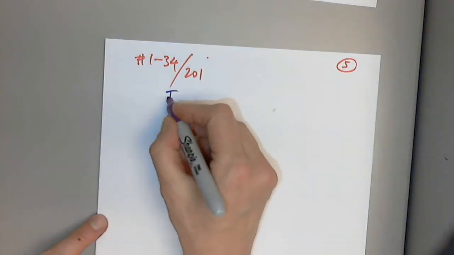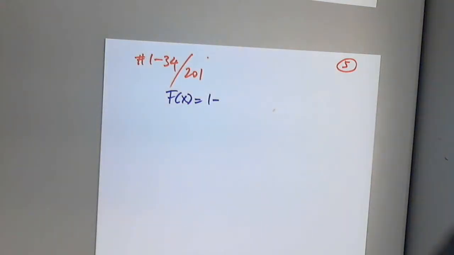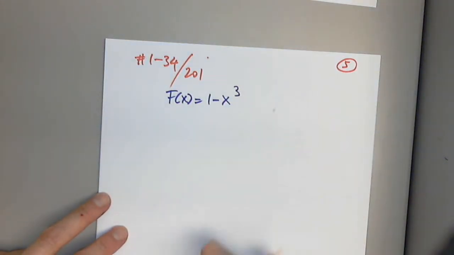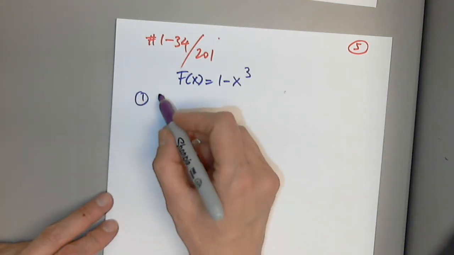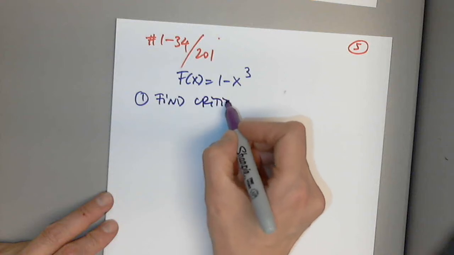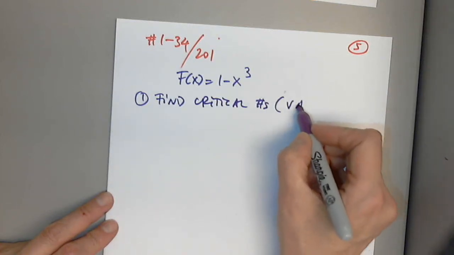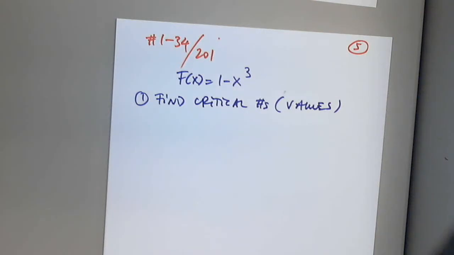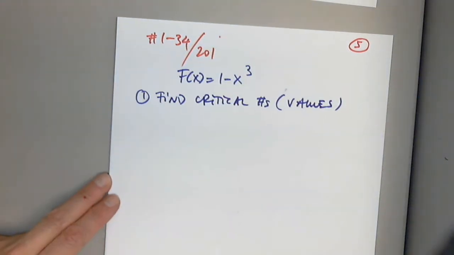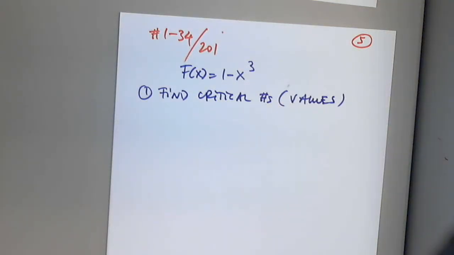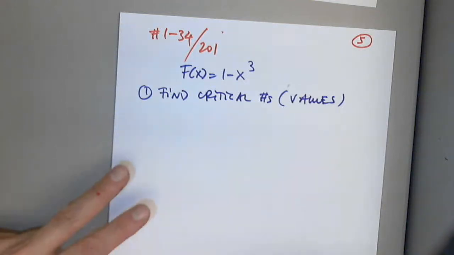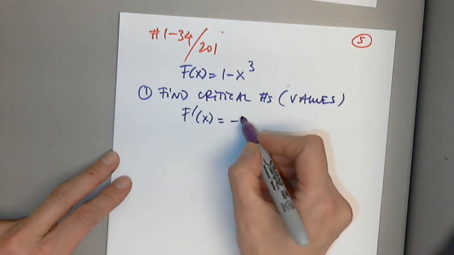Very good. So let's look at 13. F of x equals 1 minus x to the third. In number 1, we're asked to find critical numbers, or values, since your book uses values, not numbers. What do I have to find first? The derivative dictates the critical numbers. F prime of x is negative 3x squared.